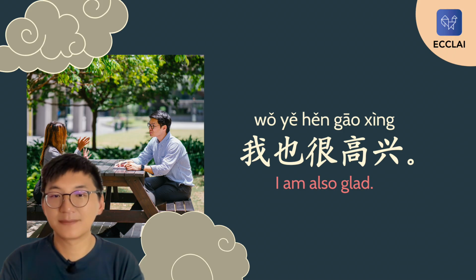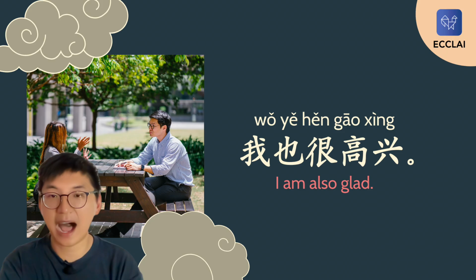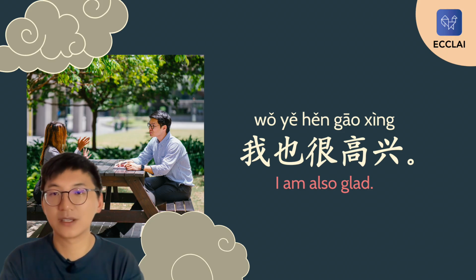So this sentence, it's always the same. We already learned the structure. First of all, the subject. Which is the subject? I. Okay, I. So that's 我 in Chinese Mandarin. After that, we have also 也. Alright. And then we have 很 means very. And then we have the adjective, which is 高兴. 高兴 means glad or happy.